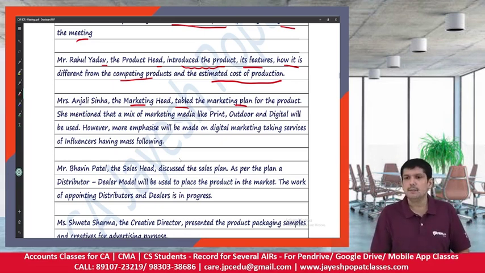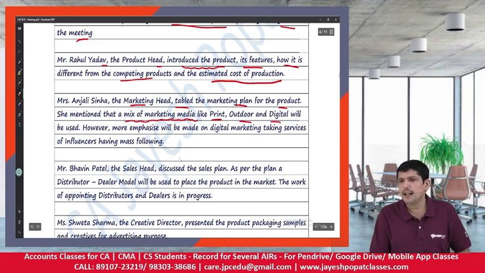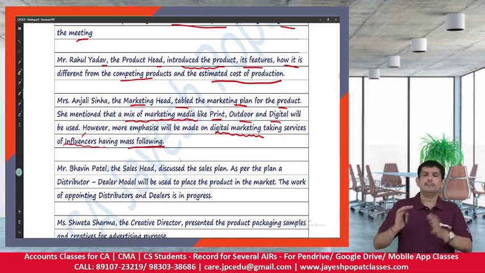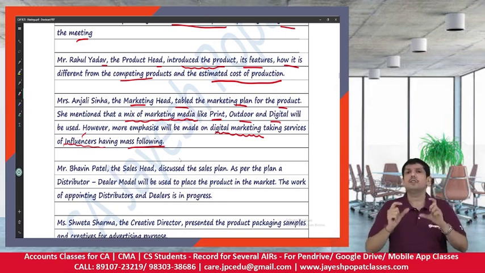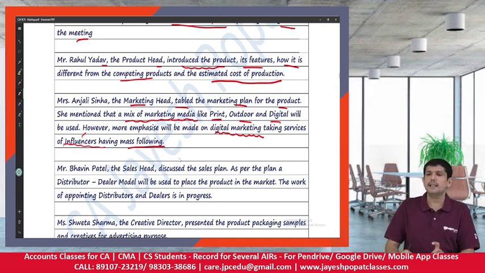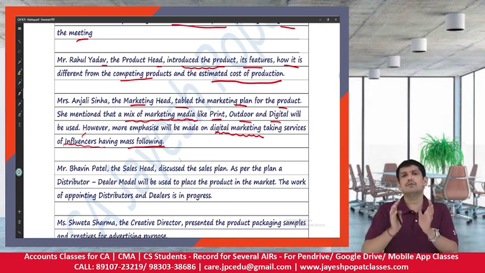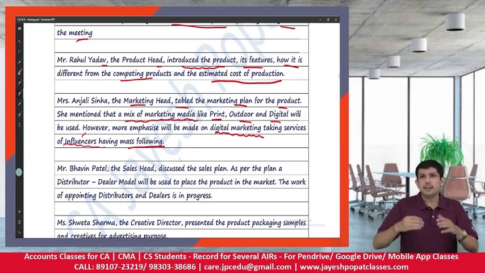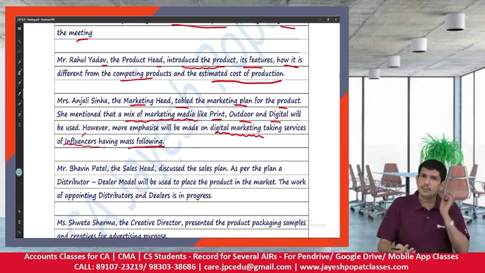So Mrs. Anjali Sinha, the marketing head, tabled the marketing plan for the product. She mentioned that a mix of marketing media like print media, outdoor media and digital will be used. However, more emphasis will be on digital marketing, taking services of influencers having mass following. So again, if you are able to write these spellings correctly, and if you have good drafting capabilities, you could put this in place. So what mix is she planning to use, on which more emphasis will be on digital marketing, right?